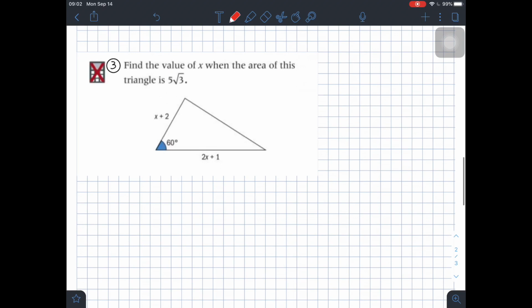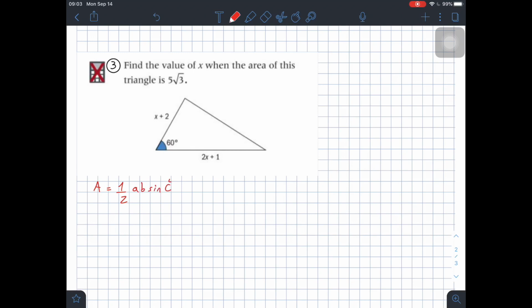It says find the value of x when the area of this triangle is 5√3. So again, we're given the value of the area and we want to find the value of x, which corresponds to the sides of this triangle, right? So once again, we have one side, another side, and the angle in between. So we can apply the area formula. We're going to say that the area is equal to, well, in this case, we already have the value of the area. So let me write the formula first: 1/2 AB sine C, right, is the formula.